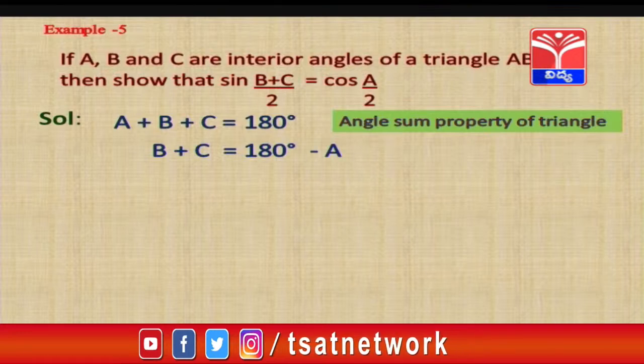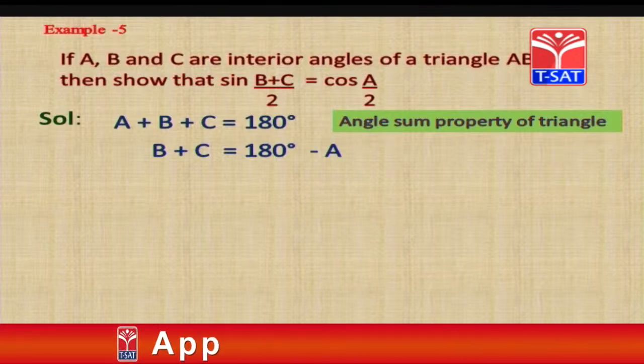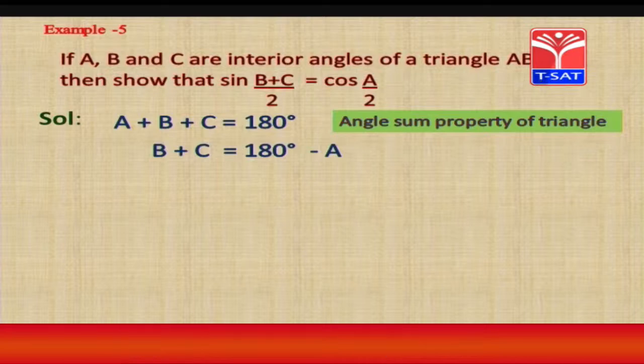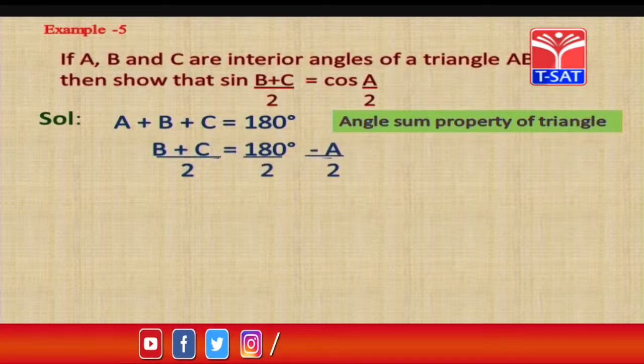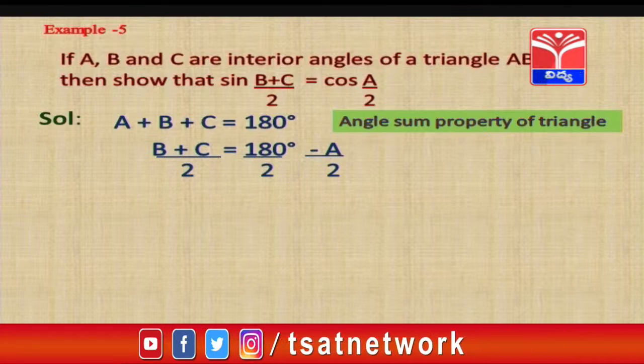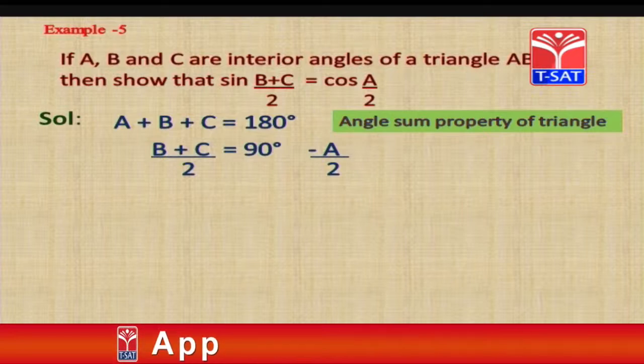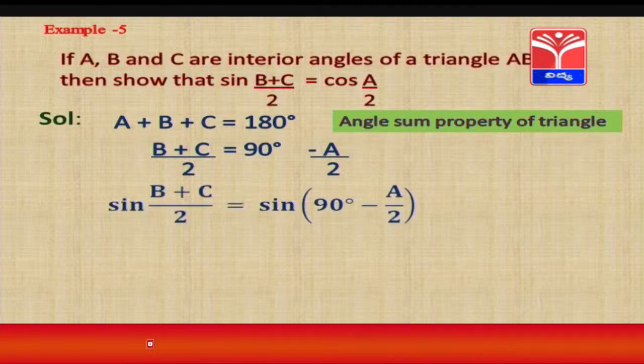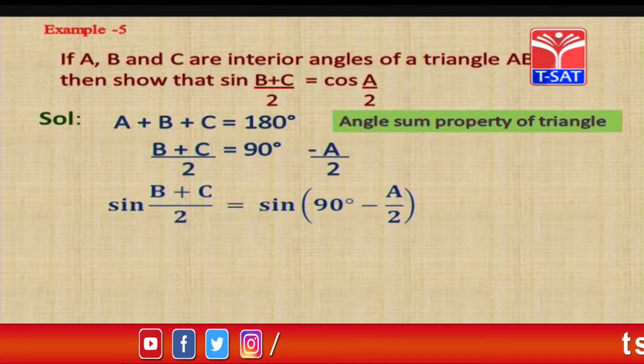Now, if I take A from left to right, what do you get? B plus C is equal to 180 degrees minus A. I will divide both left side and right hand side by 2. I have a chance to separate them. What will I get here? 180 by 2 becomes 90. So, that means B plus C by 2 can be written as 90 degrees minus A by 2. Now, apply sine for both the sides. Sine of B plus C by 2 is equal to sine of 90 degrees minus A by 2.